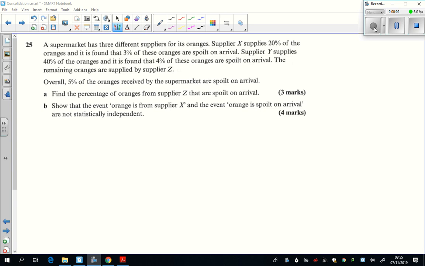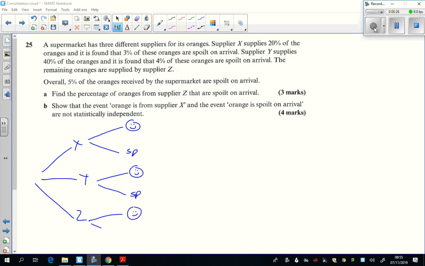Question 25, got a nice big tree diagram to go for, haven't we? Well, we've got different suppliers. So we've got supplier X, supplier Y, and supplier Z. And they're either good or spoilt. They're good or they're spoilt. They're good or they're spoilt. So look at that. And let's put some probabilities on this.